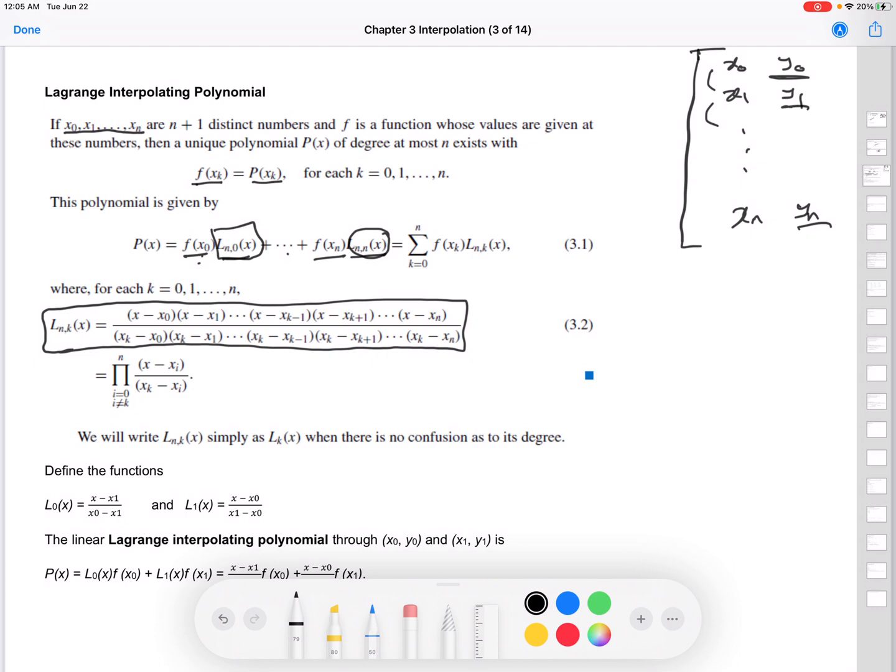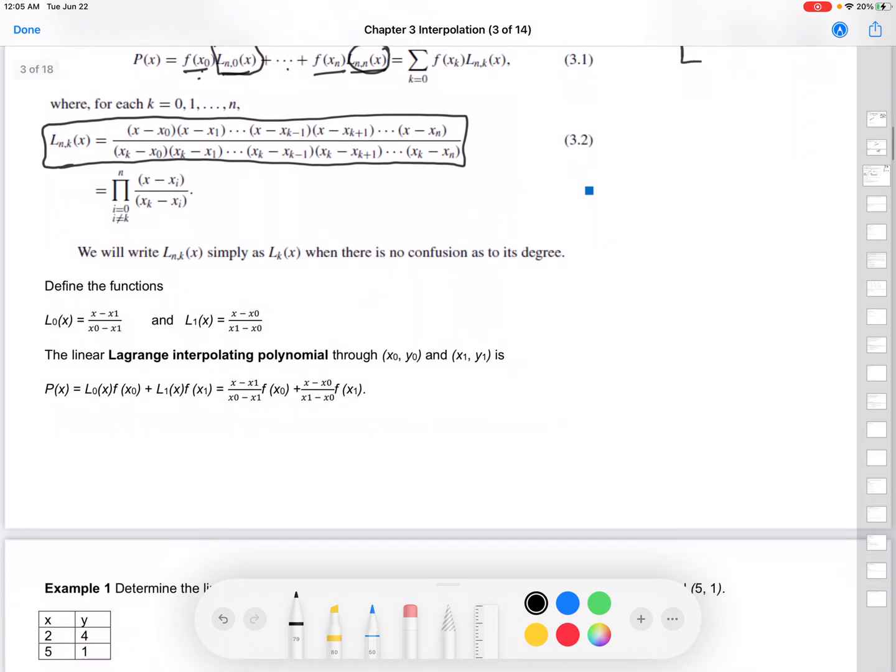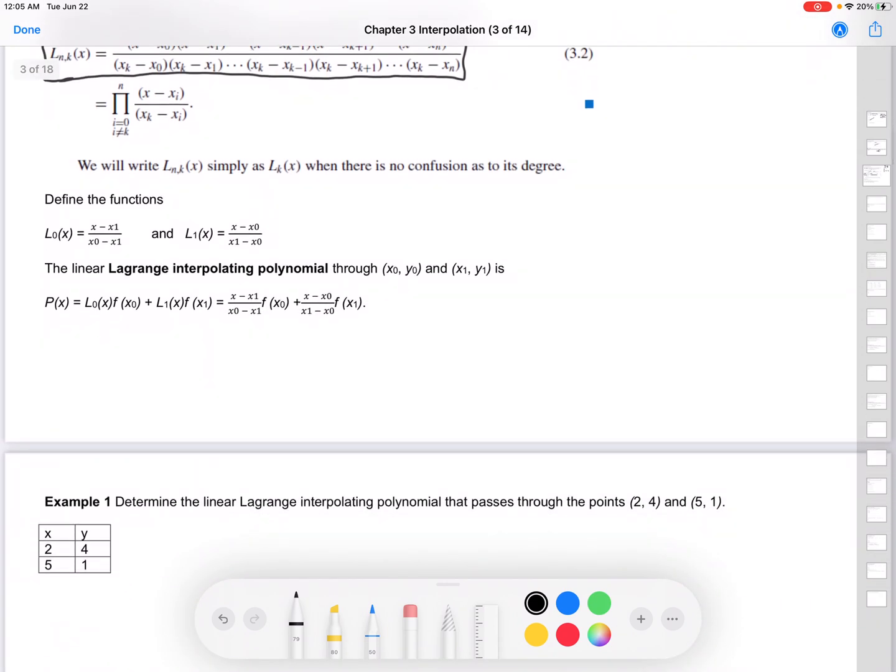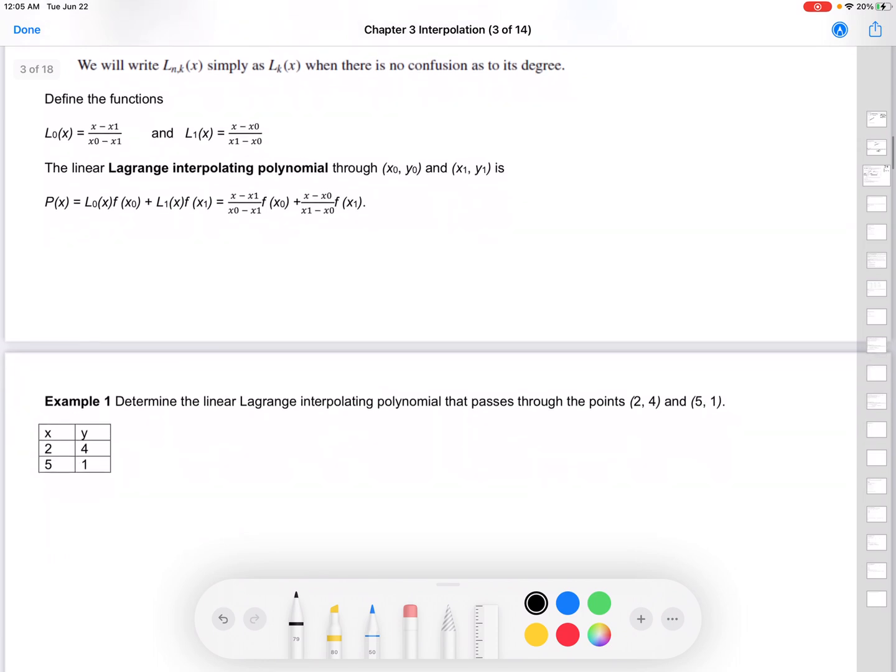So how does the pattern work? I will show you how the pattern works. It is not actually that hard. Okay, so look here. This is saying when we have a linear function, that means I will have only 2 points, x0, y0, and x1, y1, and I want to calculate L0 and L1 for these points. L0 for the first point, L1 for the second point.